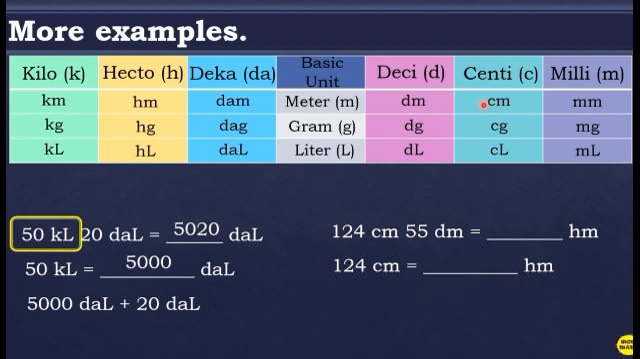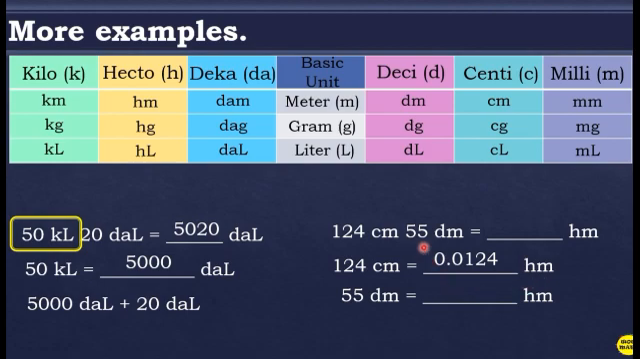From here, 1, 2, 3, 4. Four. Again, 1, 2, 3, 4. Four moves to the left. The decimal point is here. 1, 2, 3, 4. There is one empty space. From here, 1, 2, 3, 4. So 124 centimeters is equivalent to 0.0124 hectometers.